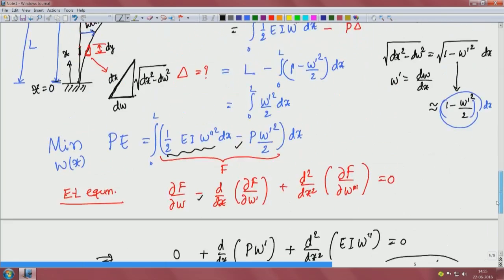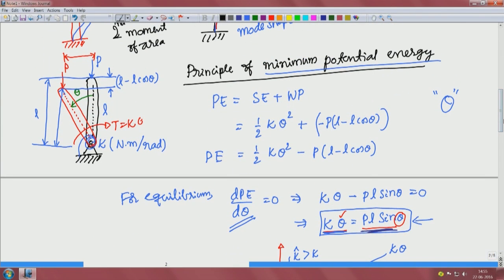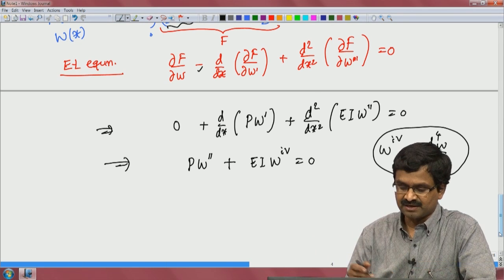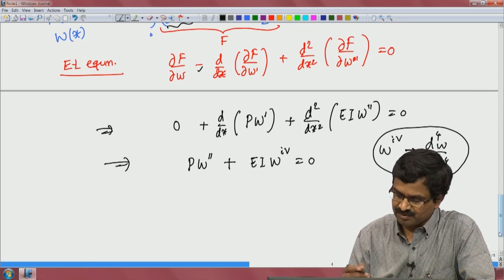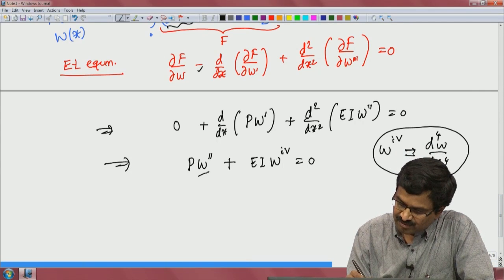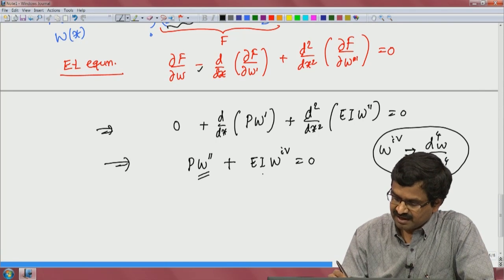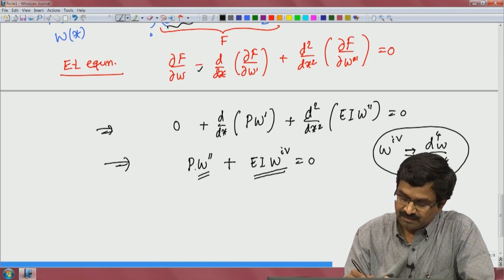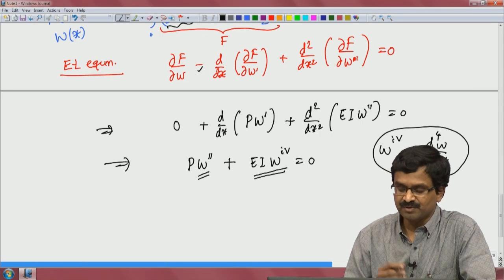Similar to what we had gotten for a simple bar such as this, we had gotten this equation, kappa theta equal to P L sin theta, and what we have here is similar: P w double prime plus E I w fourth derivative equal to 0, right. Now, from this equation we can get the Rayleigh quotient, from which we can get the buckling value and eigenvalue problem. If you look at it, if I take w double prime, a differential operator is being acted on it, two derivatives you are taking, you are getting back w double prime, that is the nature of the eigenvalue problem. This is an eigenvalue problem.